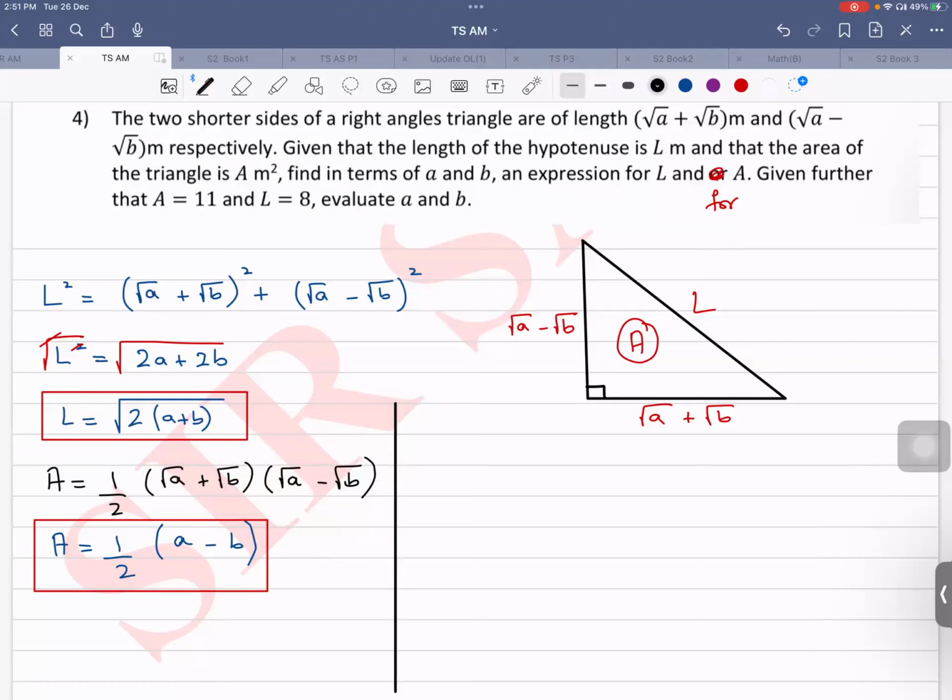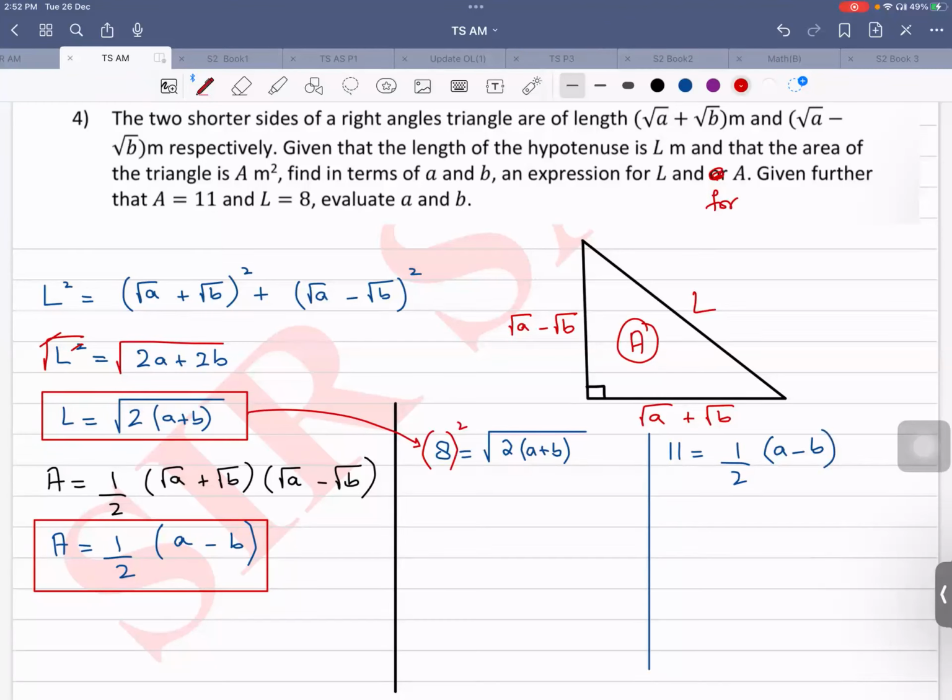अब बताओ हमें L के अंदर क्या पुट करना है? 8. और हमें A में क्या पुट करना है? 11. अब हम इन दोनों इक्वेशंस को क्या करेंगे जिससे हमें A और B की वैल्यू मिल जाएगी? We could solve them simultaneously. Yes.